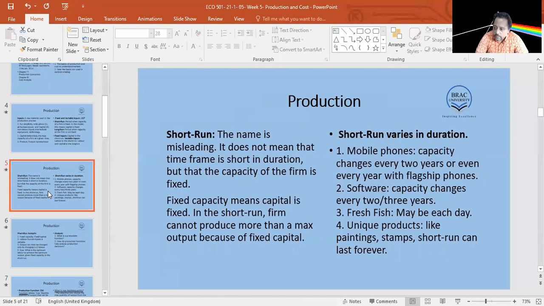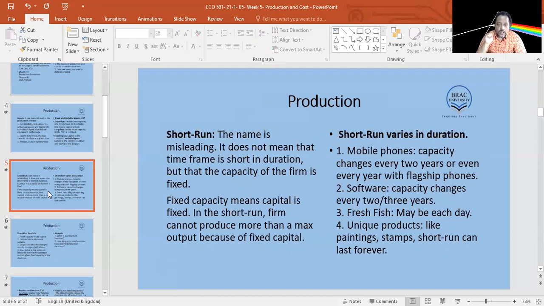In the software industry, capacity changes every 2 to 3 years. You'll find that Windows is launching a new Windows every 2 to 3 years. Whenever they launch a new Windows, the capacity of the new operating system improves. Fresh fish: the stock of the fish can be valid for only a few hours or one day. Until the new day comes, when fishermen have caught new fish, we will not get fresh fish. So in the fresh fish industry, the short run may be valid for only one day.